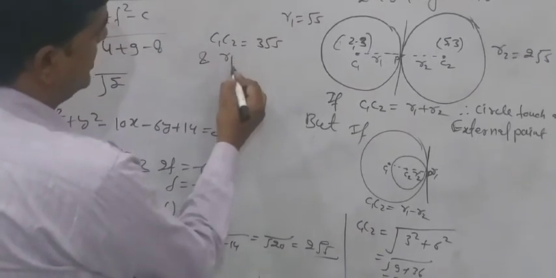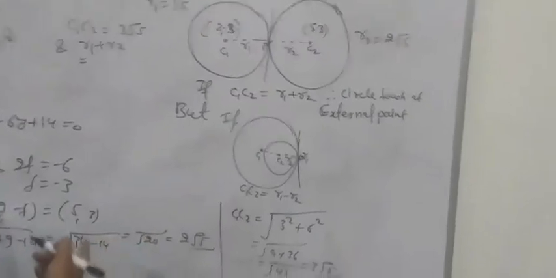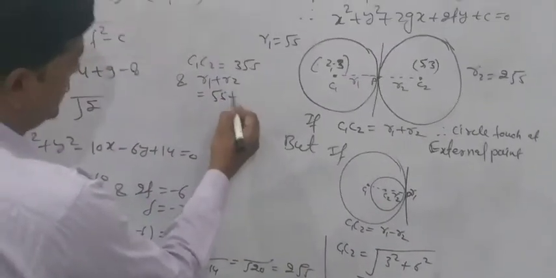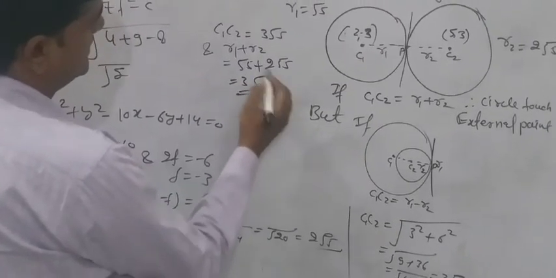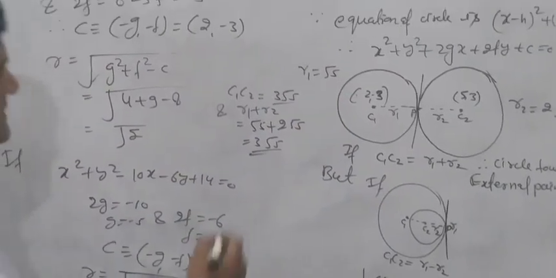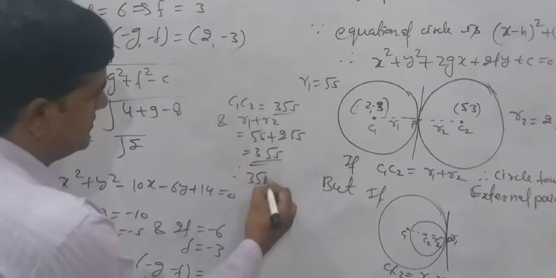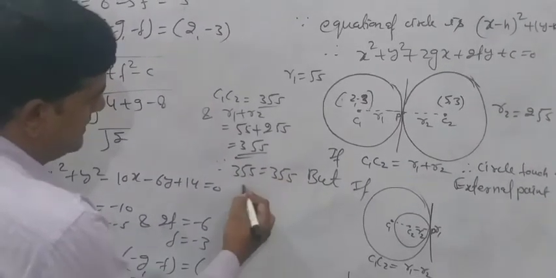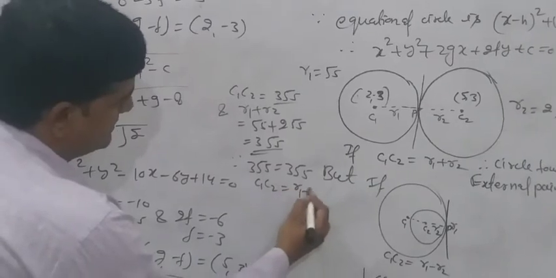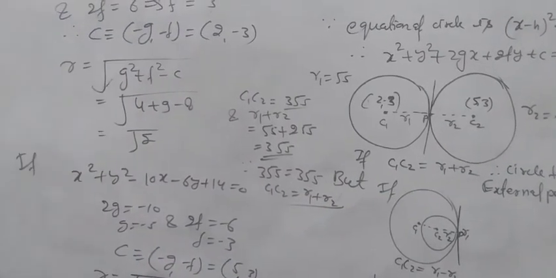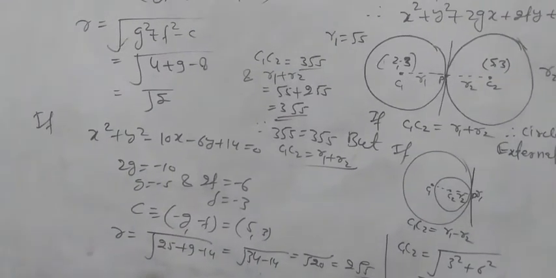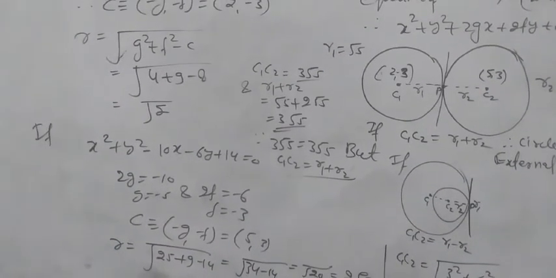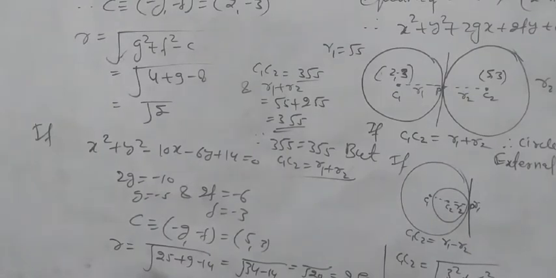And what is the value of R1 plus R2? R1 plus R2 means under root 5 plus 2 under root 5. That is 3 under root 5. Clear? Since 3 under root 5 is equal to 3 under root 5, that is C1 C2 is equal to R1 plus R2. Therefore, the given circles touch each other at an external point. Understood?